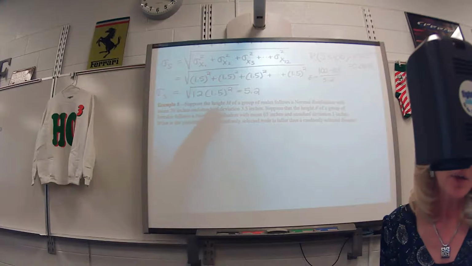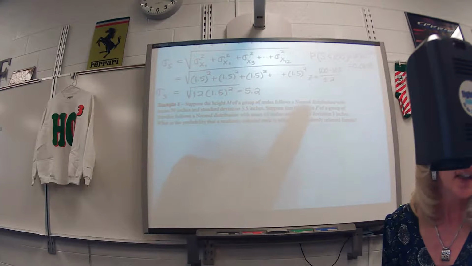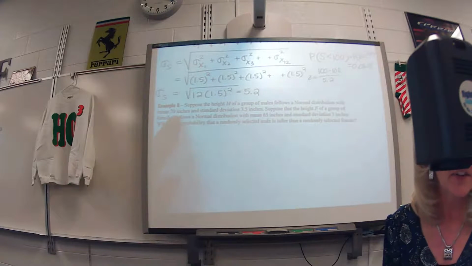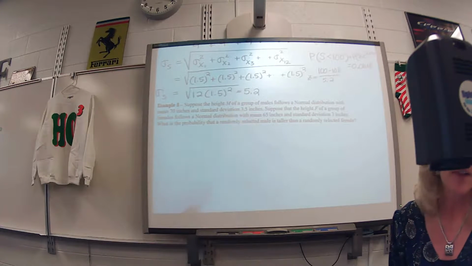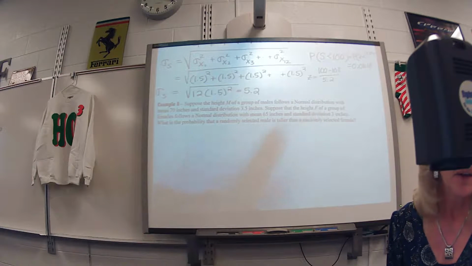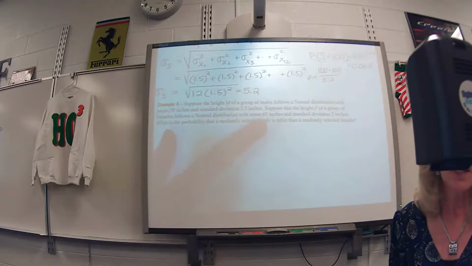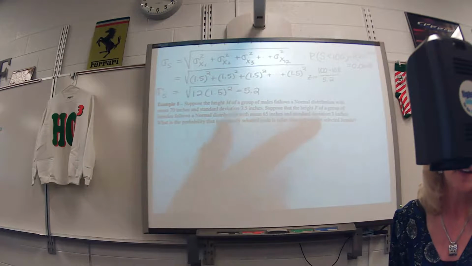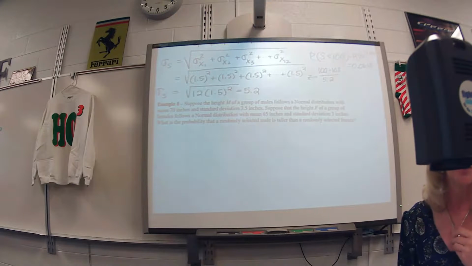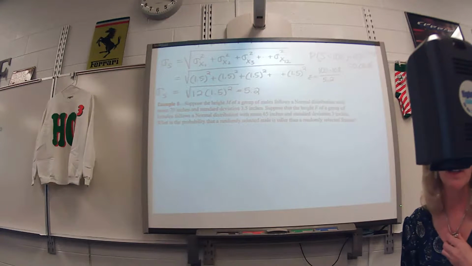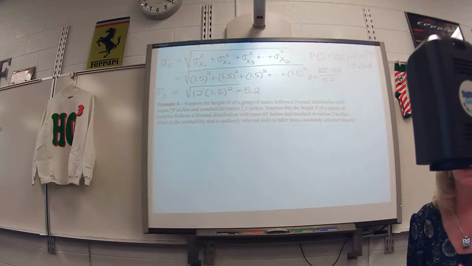All right, so the height of a group of males is a normal distribution with a mean of 70 and a standard deviation of 3.5. For females, it's also a normal distribution, but as you might expect, the mean for a group of females is a little bit smaller, 65, and the standard deviation is only 3 inches. So it says, what is the probability that a randomly selected male is taller than the female?